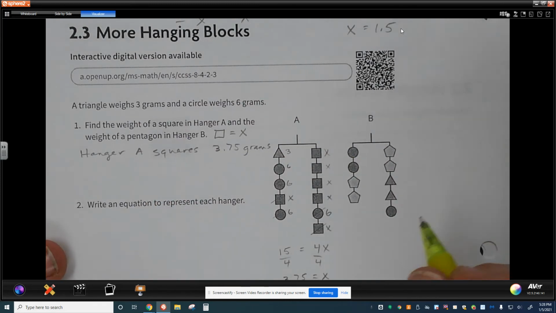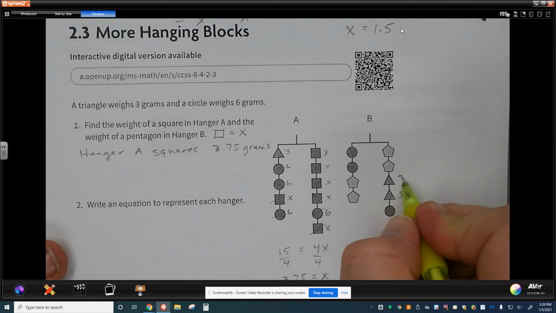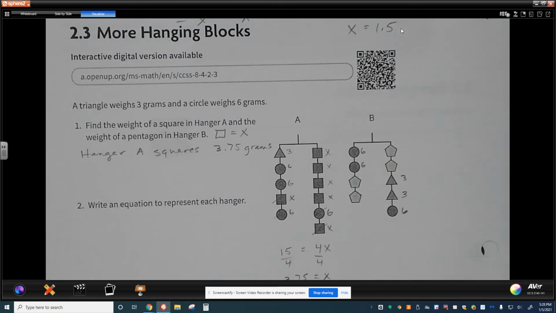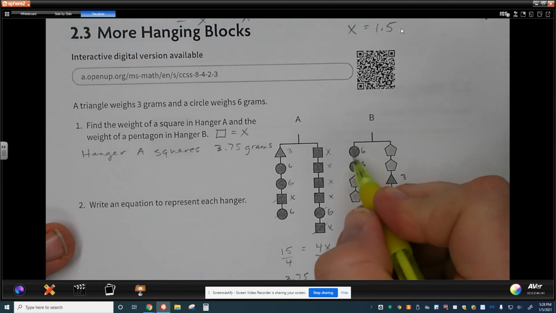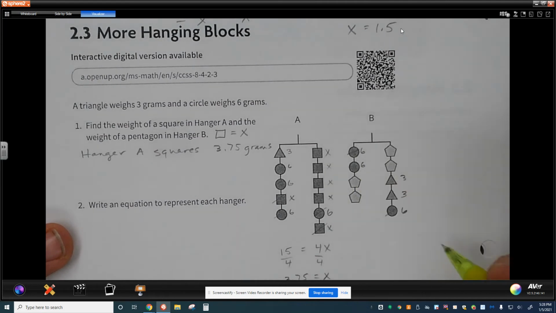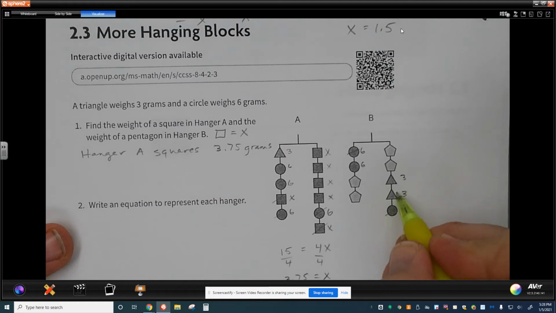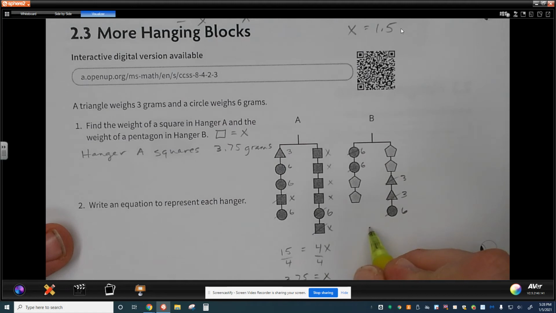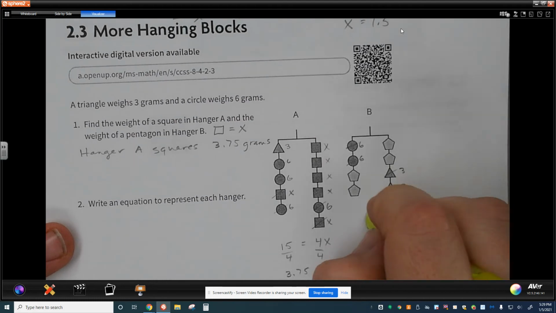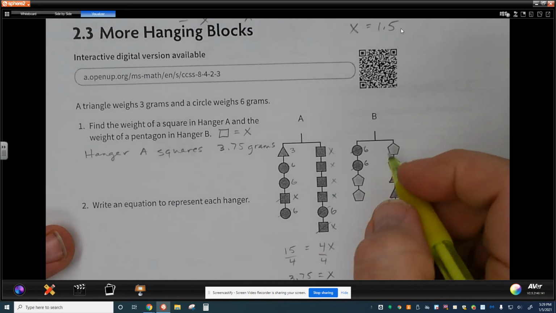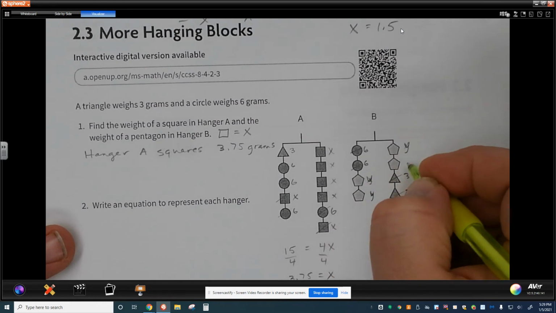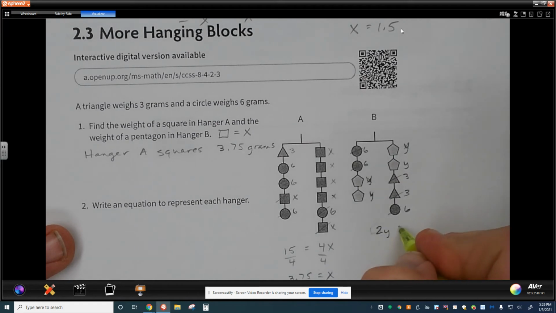Hanger B, let's look at the same thing. Triangles are 3. Circles are 6. And when I look at these pieces, if I start to take away some stuff, I take away a circle here and here. I take away, oh, wait a minute, there's no more circle. Oh, but wait, if I take 2 triangles here, that's 6. And I can take that circle, that's 6. And then I find out that I'm left with just pentagons, which were unknown over here. Let's call those y, just so we're dealing with different variables. I see that 2y is equal to 2y.